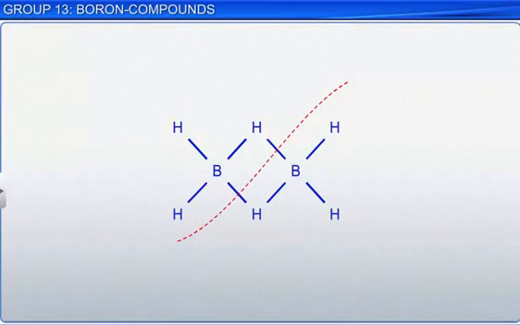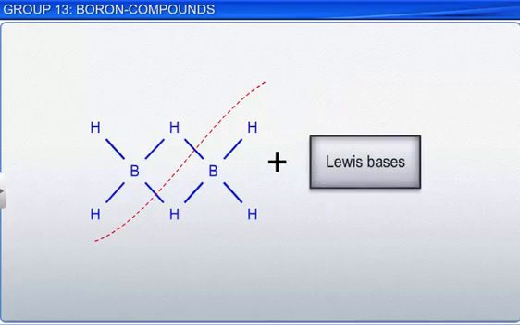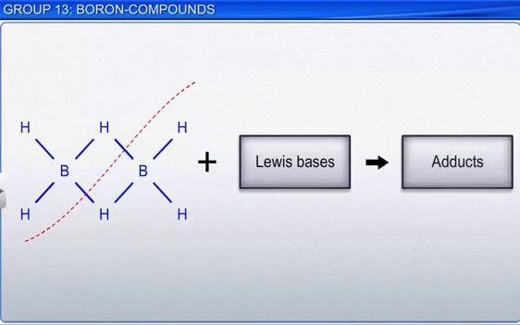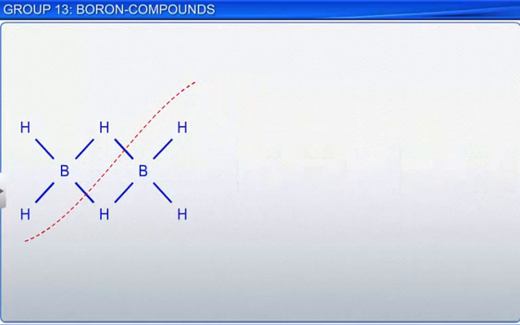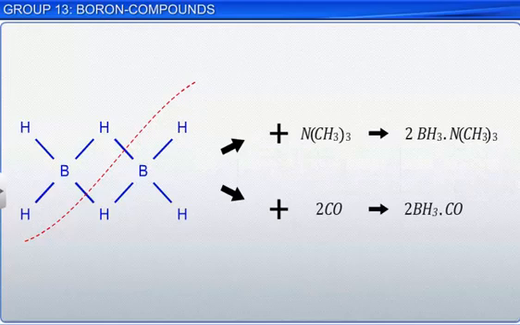Diborane undergoes cleavage reactions with Lewis bases. In these reactions, the diborane molecule breaks apart to form borane adducts with the Lewis base. Two examples of these cleavage reactions are shown, one with trimethylamine and the other with carbon monoxide.